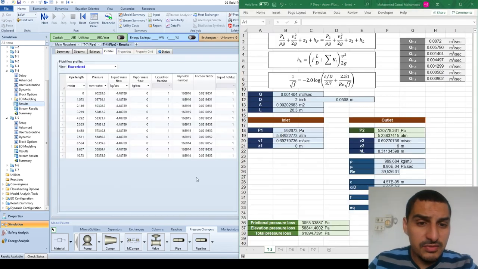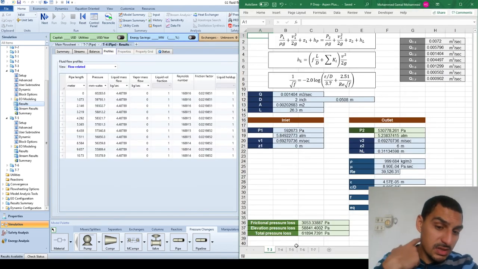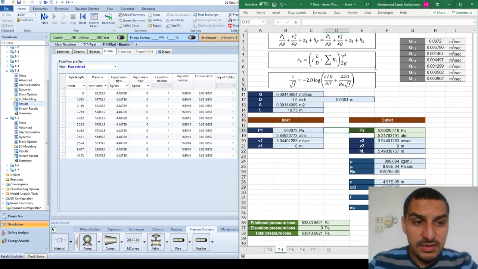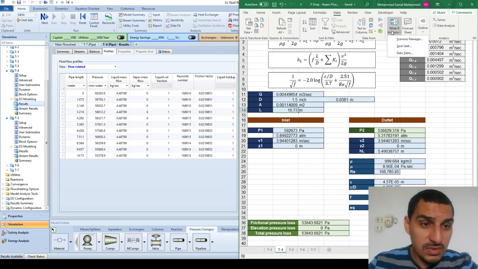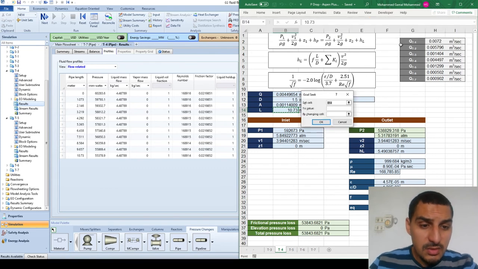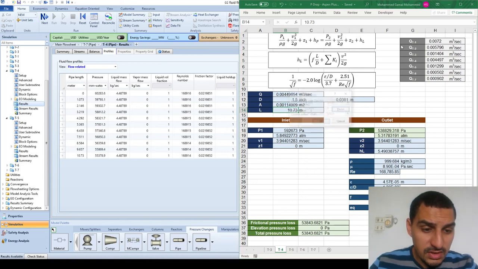So I've already put some data here in the Excel file. I added the flow rates of all the streams, or all the pipes. And here is T4. I put the diameter and the length, but I didn't do the goal seek to solve for the friction losses. So I'm going to go here for goal seek, put the equation exactly like we did in the previous video as 0, and change the friction factor to satisfy the equation.